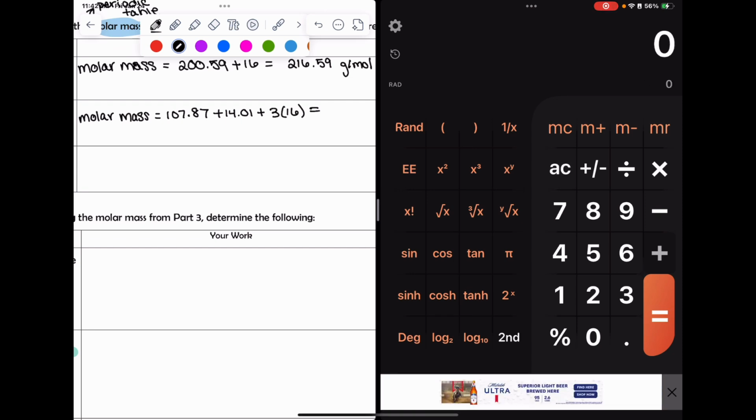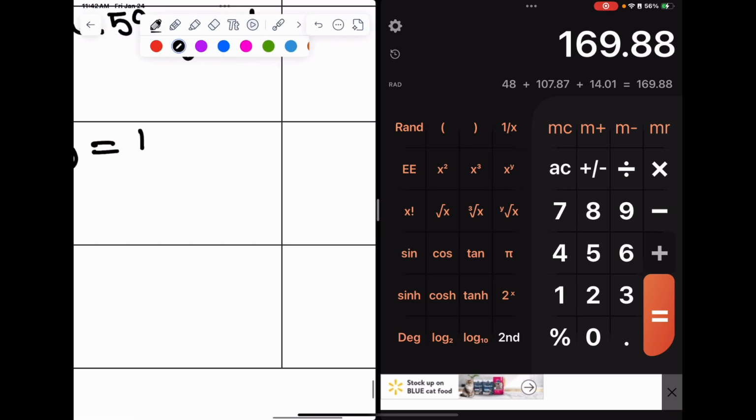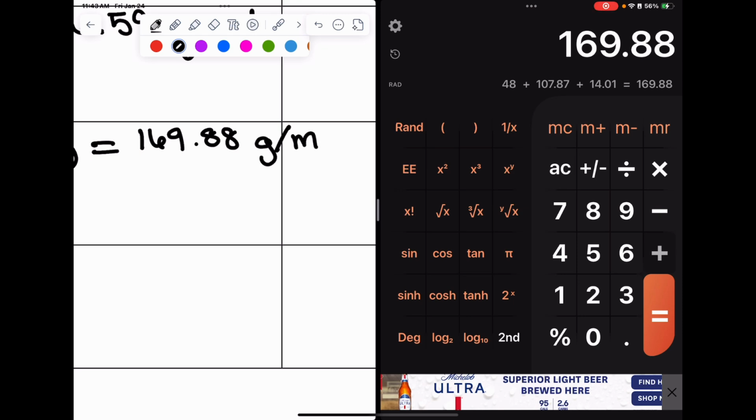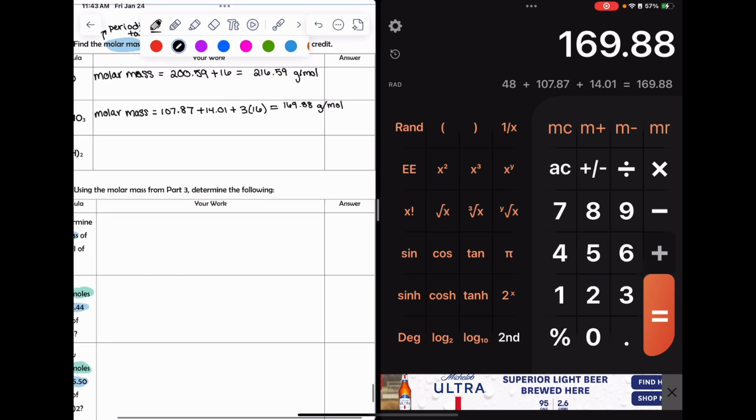No, that's not what I wanted to do. Okay, my calculator is different from y'all, so let me retry that. Let's do the 3 times 16 first. Now we're going to add these other 2. Normally, you would not have to do this, but I have a different calculator on my iPad, so it's a little bit different. There we go. There's our answer. 169.88 grams per mole. There's our answer for number 6.